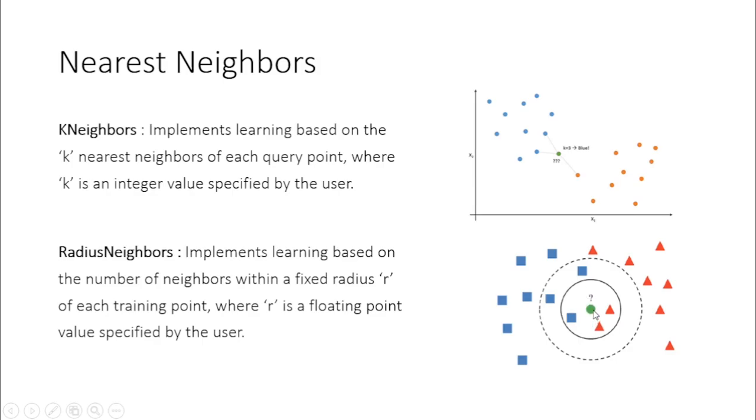But if we consider the value of r to be this bigger circle radius, then you can see that we have 3 blue and 2 red. Therefore this green data point will turn into blue. Like that we assign labels to unseen data.